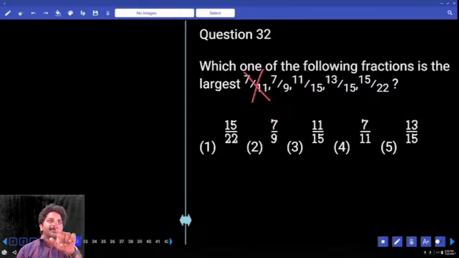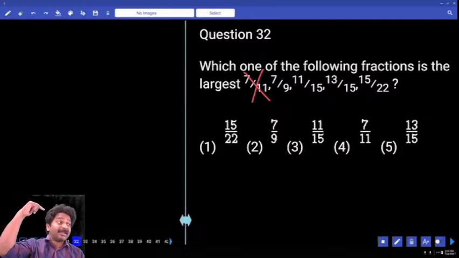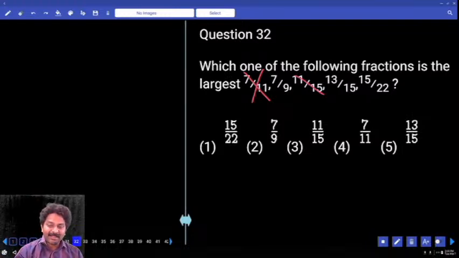If you observe only numerators, no 2 numerators are the same. Now observe only denominators. Is there any denominator which is the same? Yes, 11 by 15 and 13 by 15. Denominators are the same, so to get the highest fraction, the numerator must be highest. So we can eliminate 11 by 15. Now none of the numerators or denominators are the same.